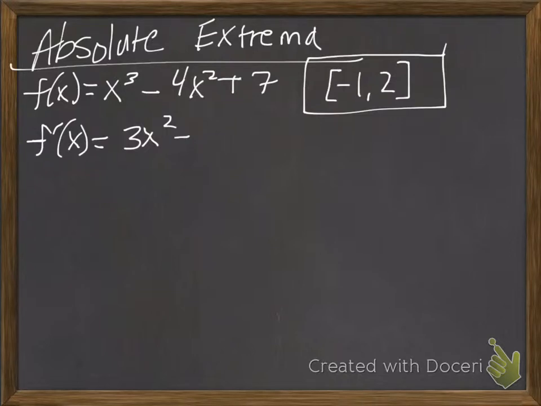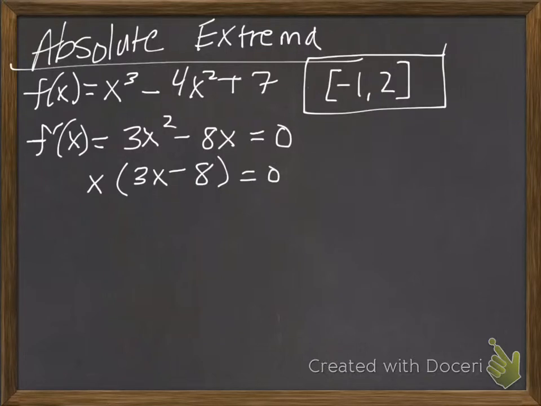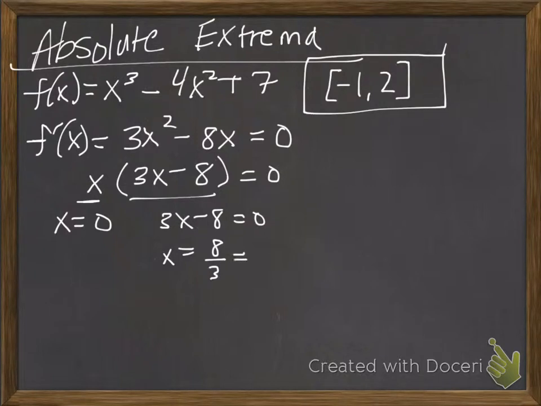And here you'll get 3x squared minus 8x. And to find a critical number, set it equal to 0. Here you can factor an x out, which would give you x times 3x minus 8 equals 0. And so we have two critical values, critical numbers. x is equal to 0 coming from here, and 3x minus 8 equals 0 implies that x is equal to 8/3, or 2 2/3, to give you an idea of where that is.